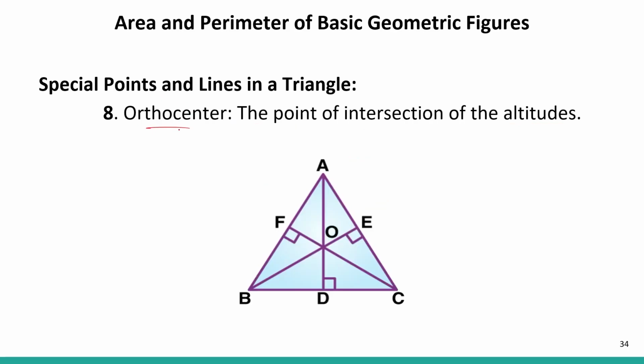Okay, so let's see what is the orthocenter. It is the point of intersection of altitudes. An altitude is a straight line drawn from a vertex that is perpendicular to the opposite side. This is perpendicular to this side, this is perpendicular to this side, and this is perpendicular to this side. So these are all altitudes. All the three intersect at one point, and that point is called the orthocenter of the triangle, the point of intersection of the three altitudes.